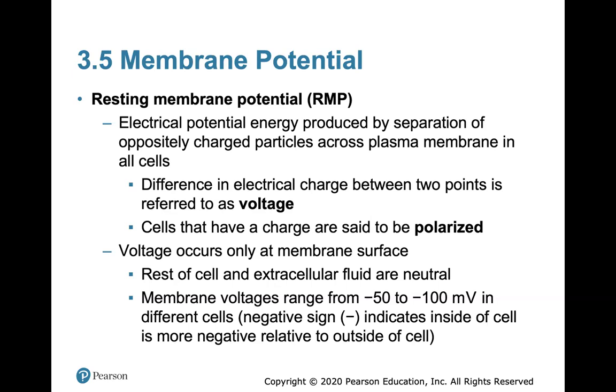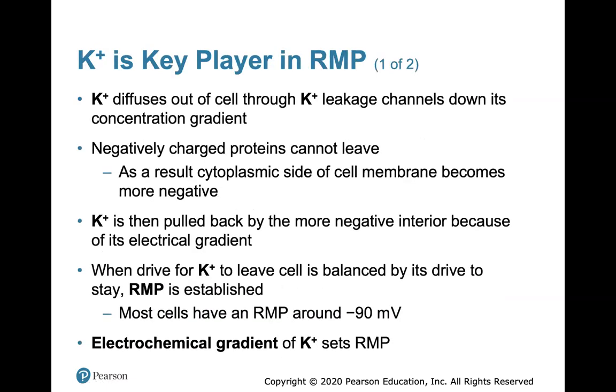The difference in electrical charge between 2 points is referred to as voltage, and cells that have a charge are said to be polarized. Voltage occurs only at the membrane surface. The rest of the cell and the extracellular fluid are neutral, and the membrane voltages range from about -50 to -100 millivolts in different cells. The negative sign just indicates that the inside of the cell is more negative relative to the outside of the cell.